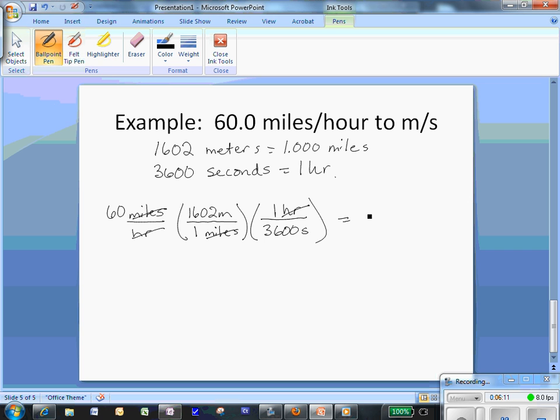When I multiply this out, I can just multiply 60 times 1602, all divided by 3600, and that's all meters per second, and I get 26.7 meters per second, rounded to the correct number of sig figs. Since 60.0 has 3, my answer, 26.7 meters per second, should also have 3. You'll be doing lots of practice with this all throughout the year.